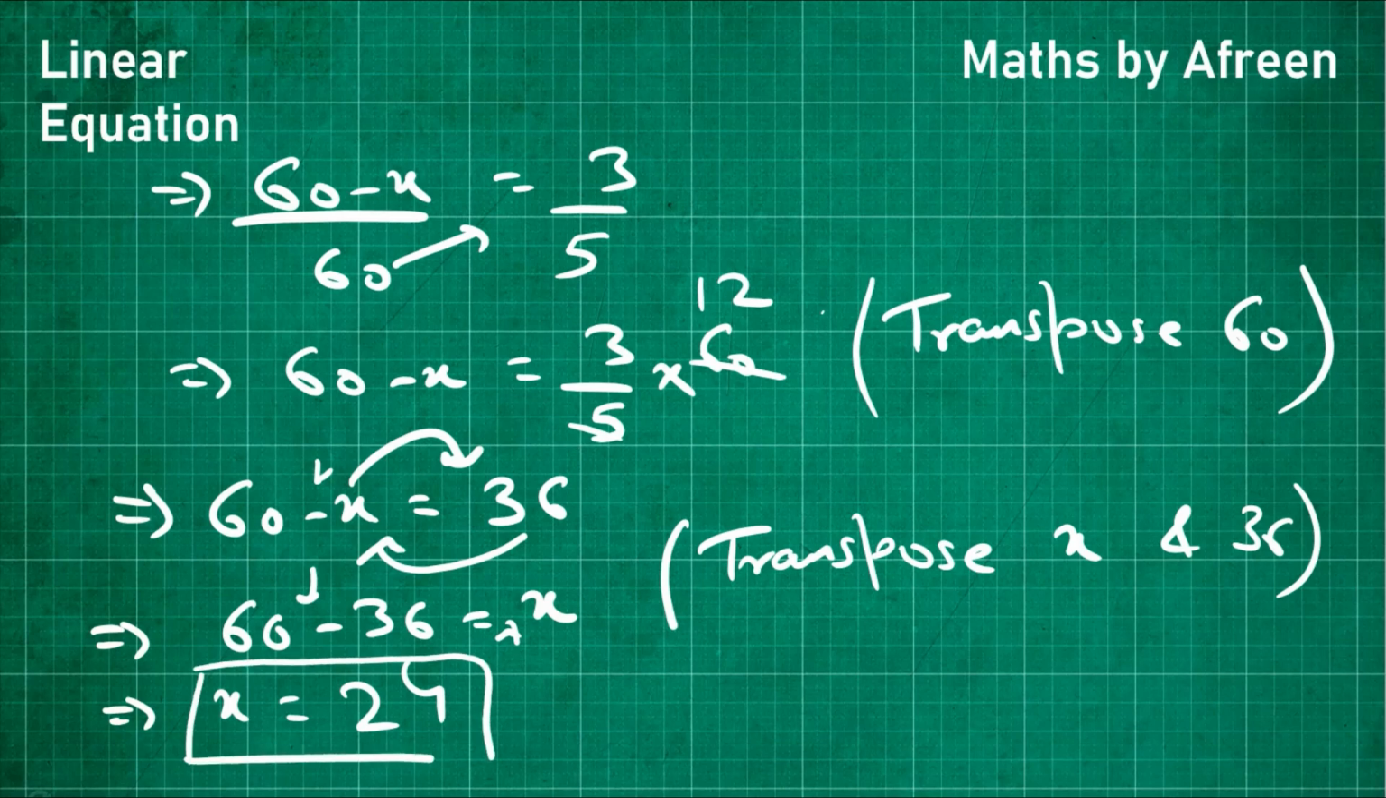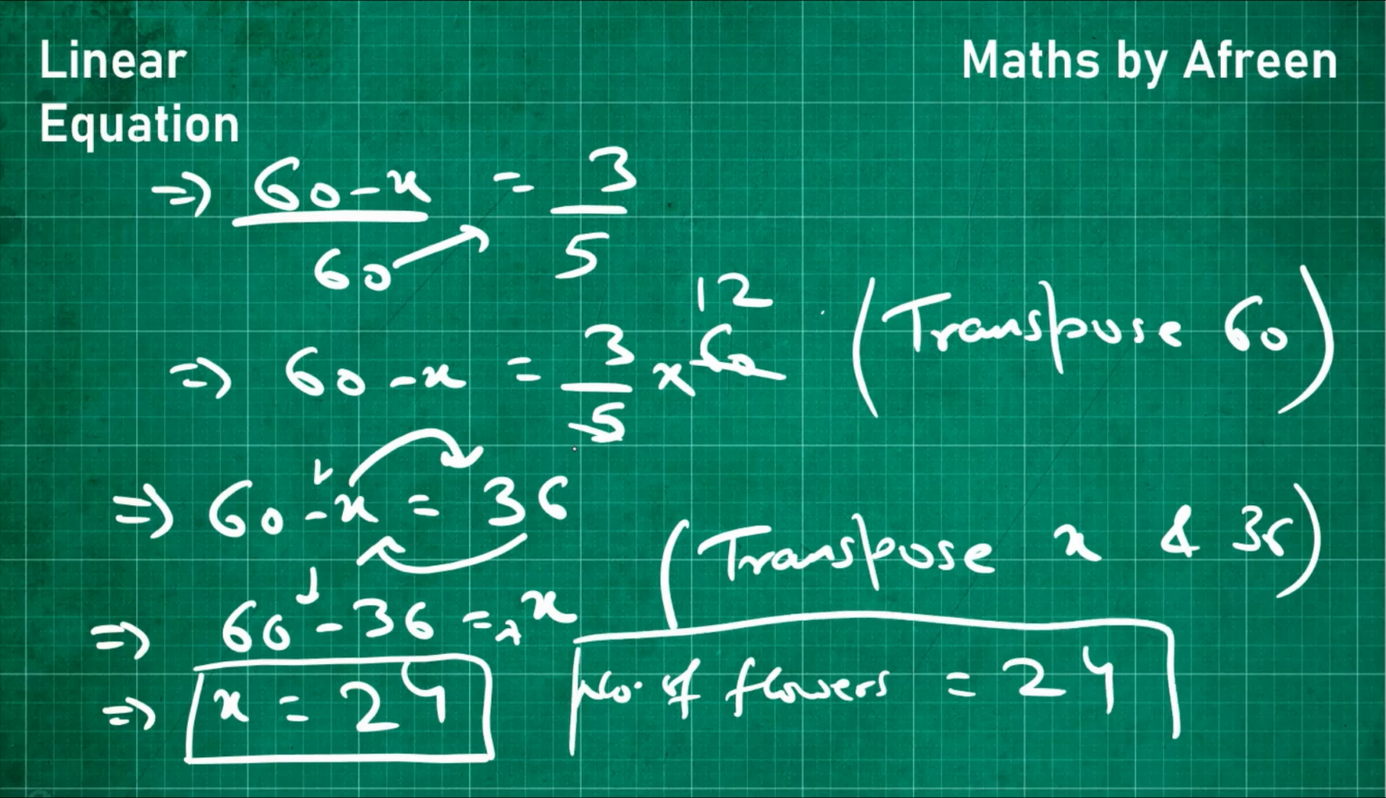You can write it as number of flowers offered by him equals 24. Mark this. This is our answer. So this was all about this video. In this video, we have covered the word problems of linear equation in one variable, where we have learnt how to make equations according to the questions.